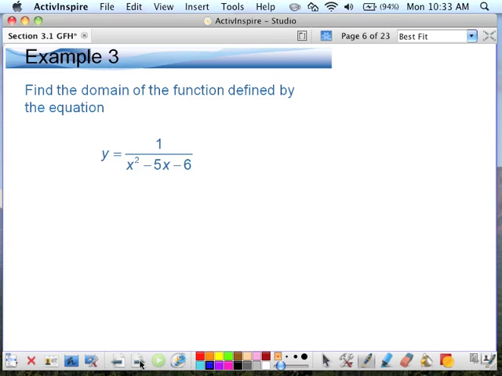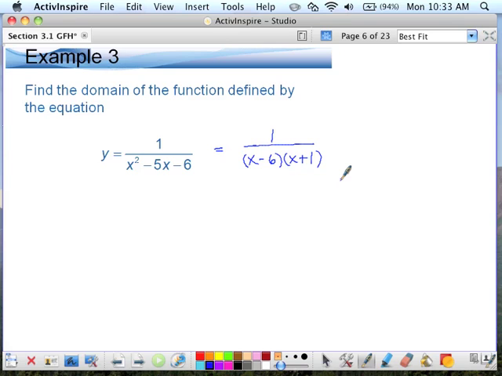For this example, we have y equals 1 over x squared minus 5x minus 6. To find the restrictions, I need to go ahead and factor the denominator. That factors into two binomials, x plus 1 and x minus something. So I need two numbers that multiply to -6 but subtract to 5. -6, +1. So you have to be really careful. A lot of people forget and try to use 2 and 3, but that would only work if they were both negative. So be really, really careful with that.